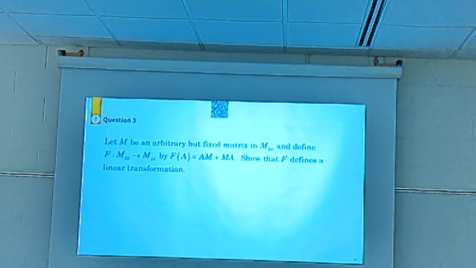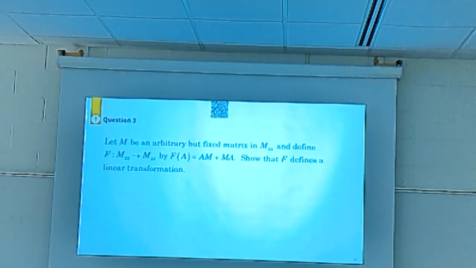Let M be an arbitrary but fixed matrix in M22. Right, so it's going to be an arbitrarily chosen matrix, but it is fixed throughout the problem. Once you choose it, it stays fixed. It's now your matrix. It'd just be like I say, pick a number. You can arbitrarily choose a number, but now you're stuck with that number once you pick it.